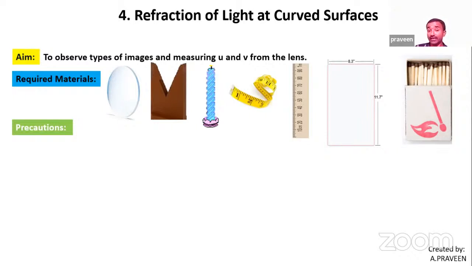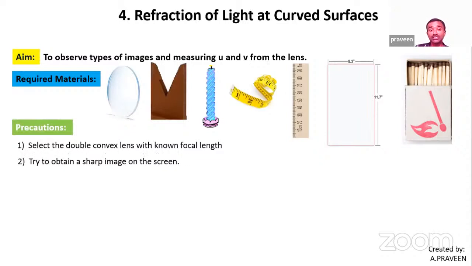So always try to obtain the sharp image. Then here we use a lens with a known focal length. So select the double convex lens with a known focal length. Then try to obtain the sharp image on the screen. Then measure the distance as accurately as possible, right? Without any parallax errors, so that you don't make mistakes.